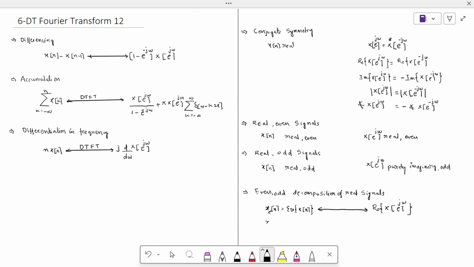The next, the odd part. So the odd part of x of n is equal to j into the imaginary part of x of e power j omega.